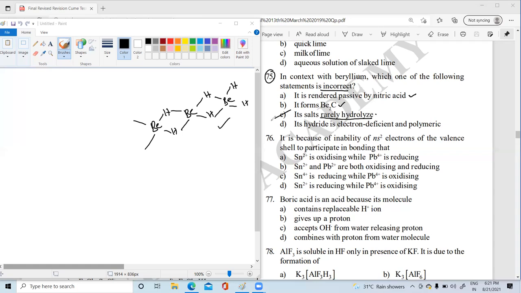Polymeric structure, and it is electron deficient only. So this is a correct statement. What they are asking is the incorrect statement, so it is C.